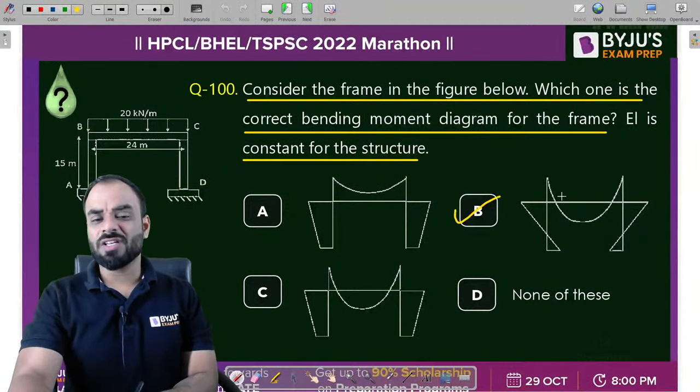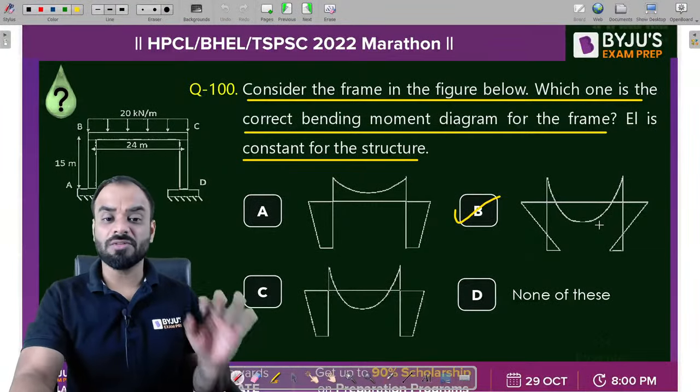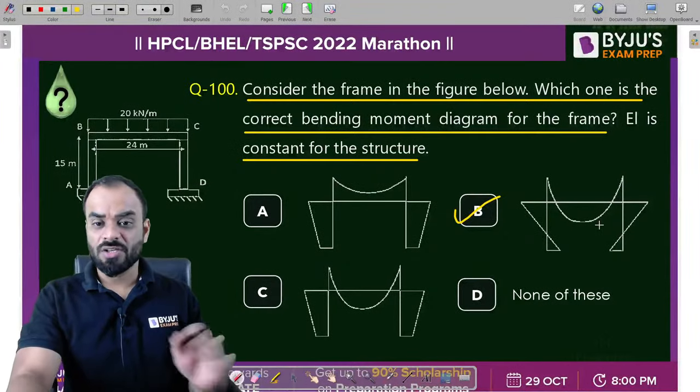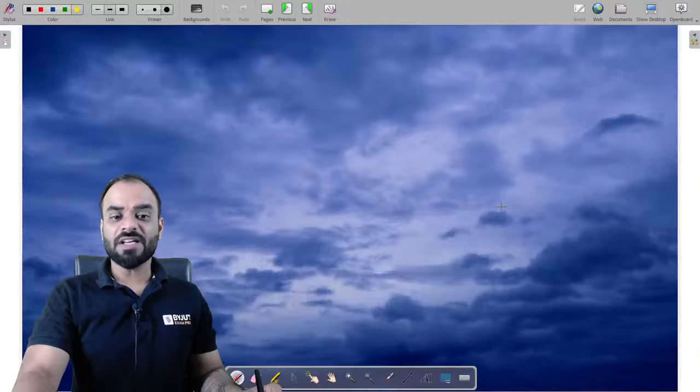But they have not mentioned any value, they have not mentioned any sign convention over here, guys, so don't bother about it. Just tell me the shape of it. So the shape is like this only. Okay, so that's it, guys, from my side.